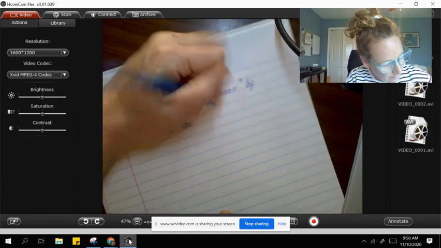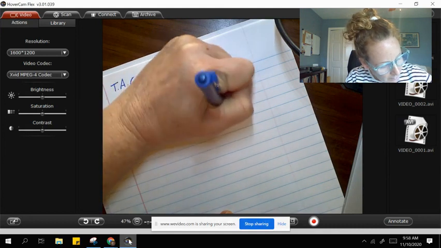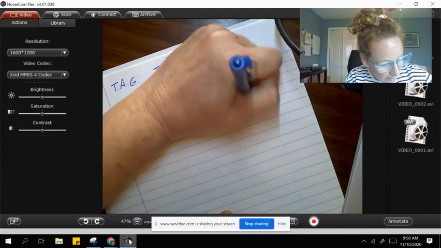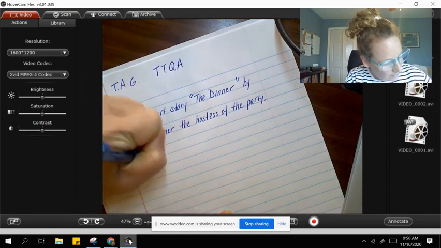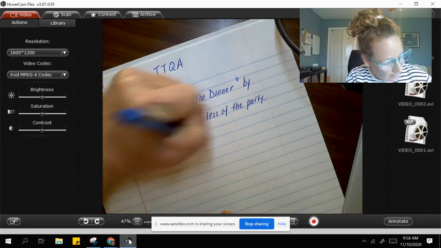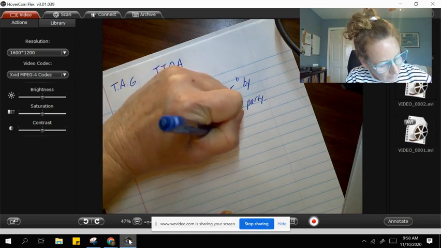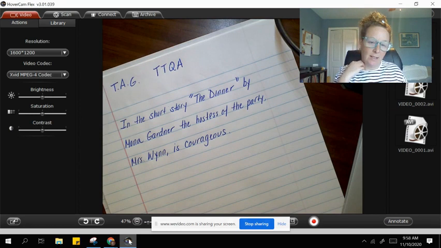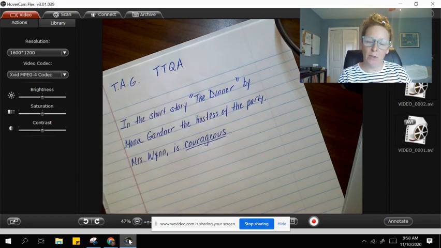The hostess of the party, Mrs. Wynn, is courageous. Okay, so that's my very first sentence. I have identified the character that I'm going to write about, and this is the character trait that I'm using. So I have my thesis statement.